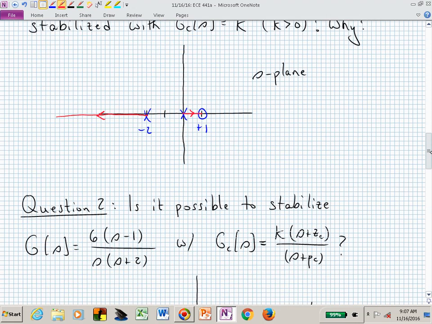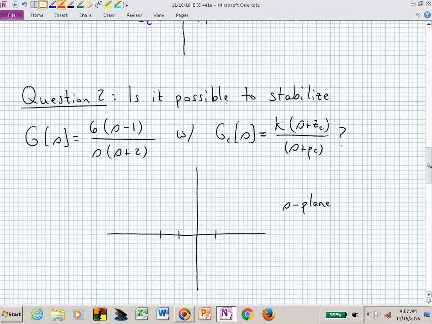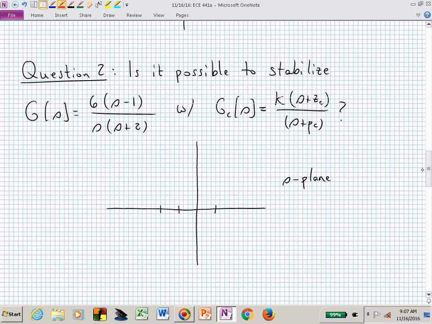All right, that leads us to question 2. Is it possible to stabilize that system with a little bit more involved controller? And now let's just add in 1 zero and 1 pole in addition to our gain. Now we have 3 parameters to adjust instead of 1. Again, we can locate our poles and zeros.